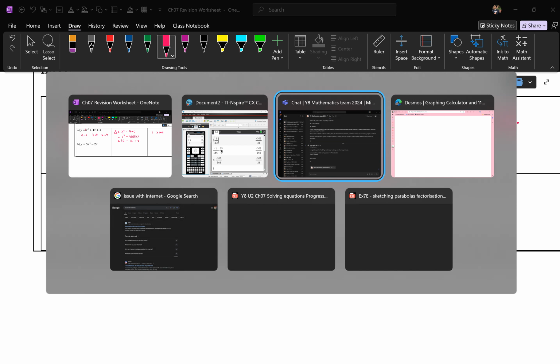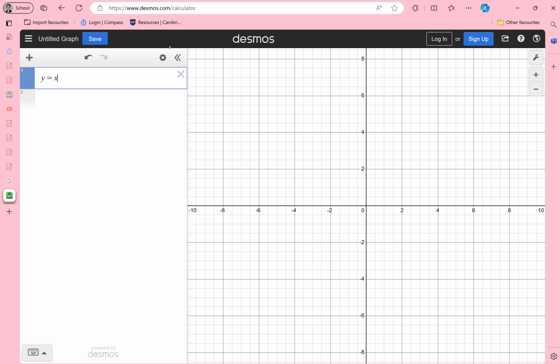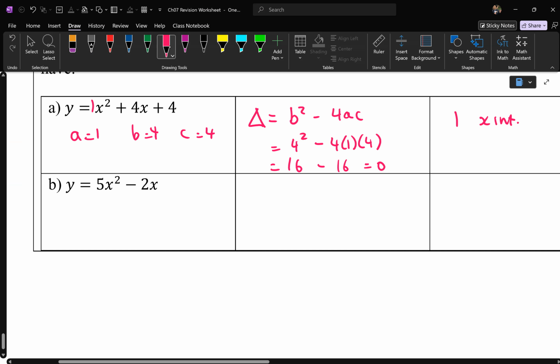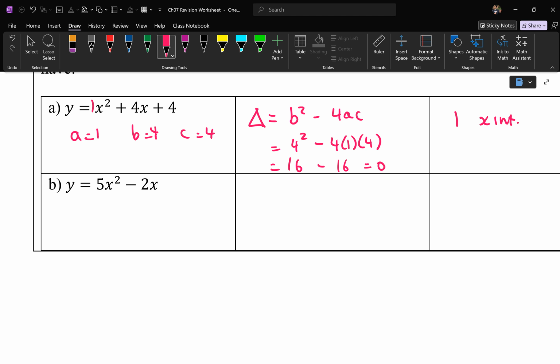We'll go to Desmos. We type it in, y equals x squared plus 4x plus 4. 1 x-intercept. Okay, so when they ask for the discriminant, the discriminant is 0. And then what does that mean? 1 x-intercept. If it's negative, no x-intercepts. If it's positive, you have 2. Yep. So here we go.